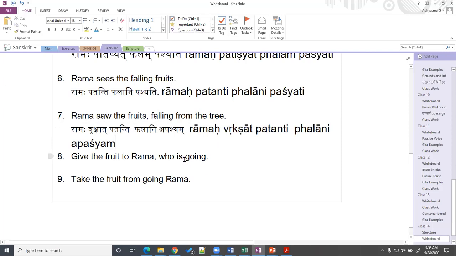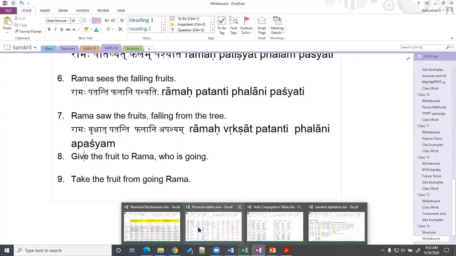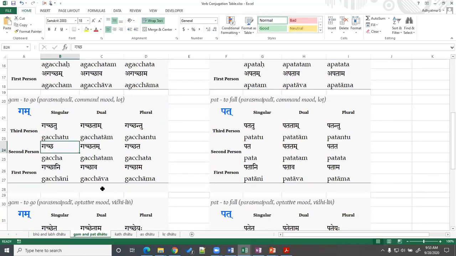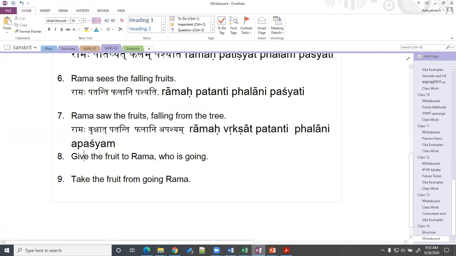Now look at this sentence. Give the fruit to Rama who is going. So basically somebody is asking someone that you give the fruit to Rama who is going. Now here, give the fruit is a lot lakara, the command sentence. If you remember, the second person singular form would be gacha, and for giving we have the root yam or da, which becomes yacha. So give the fruit would be yacha phalam. So phalam yacha.